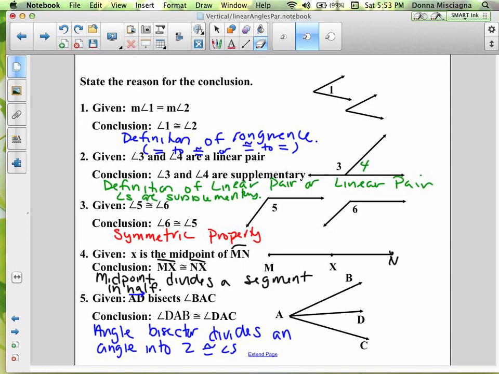I put here midpoint divides a segment in half. I could also write, just in keeping with what I just wrote for angle, a midpoint divides a segment into two congruent segments. I like that better. There we go. All right, so these were what I call super mini proofs. Really, we're just, what can we say? If we're given some information, what can we say? Let's continue.